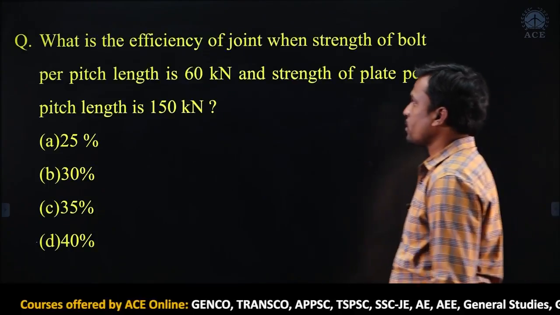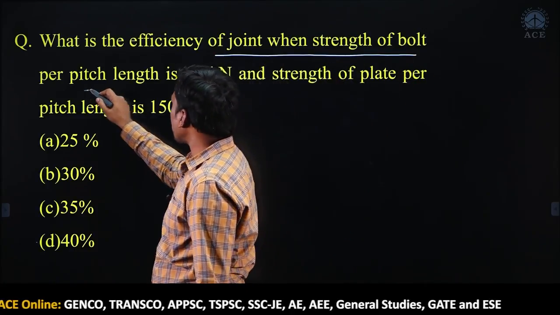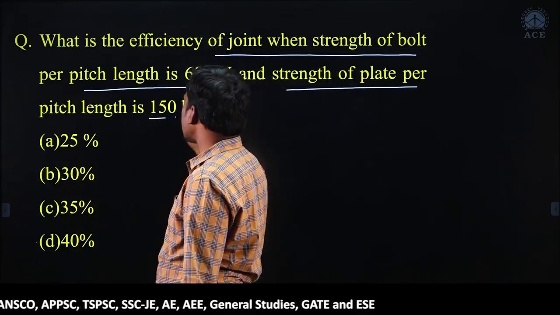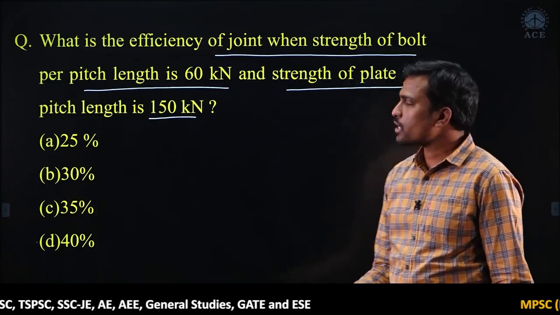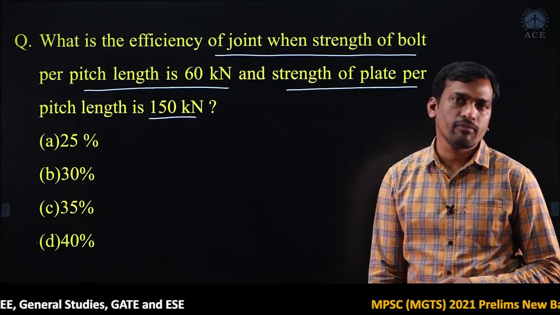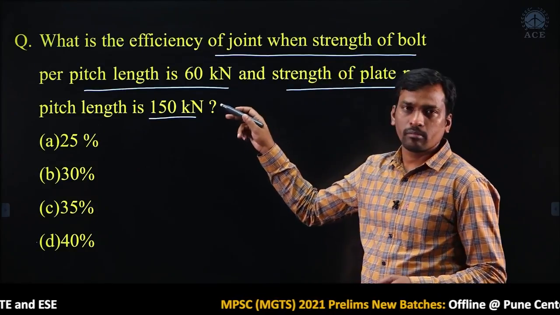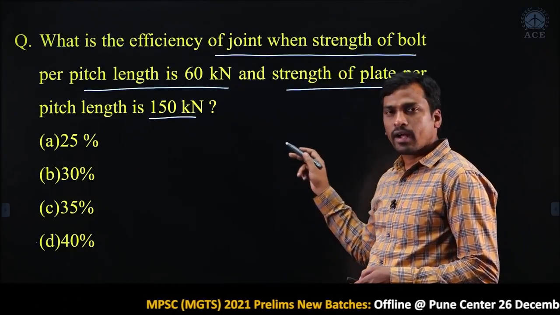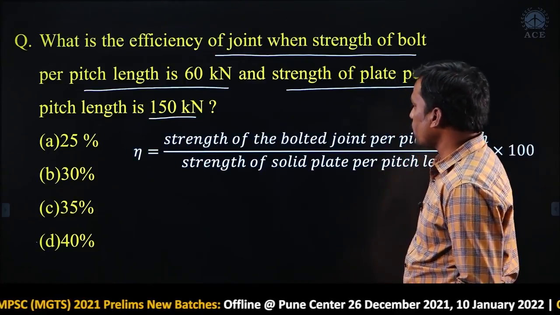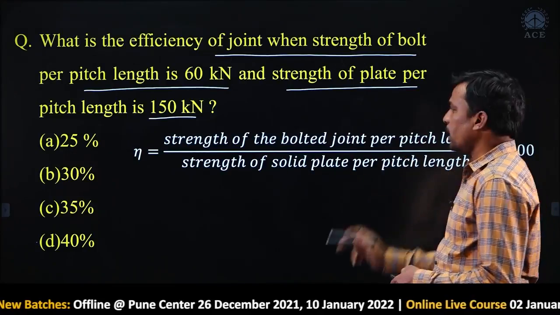Next question. What is the efficiency of joint when the strength of bolt per pitch length is 60 kilonewton and strength of plate for pitch length is 150 kilonewton? This is a question from the bolted connection chapter. There I gave the efficiency of bolted connection: strength of bolted joint divided by strength of solid plate per pitch, into 100. This is the formula.